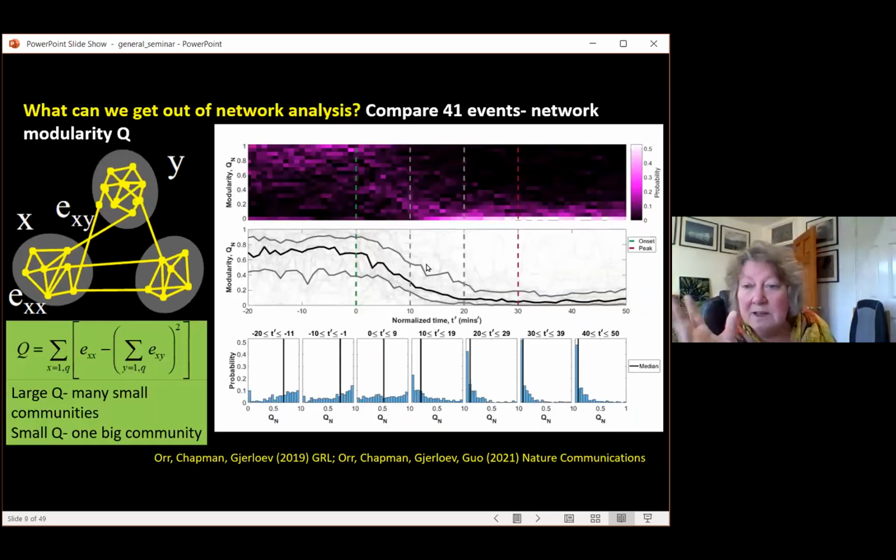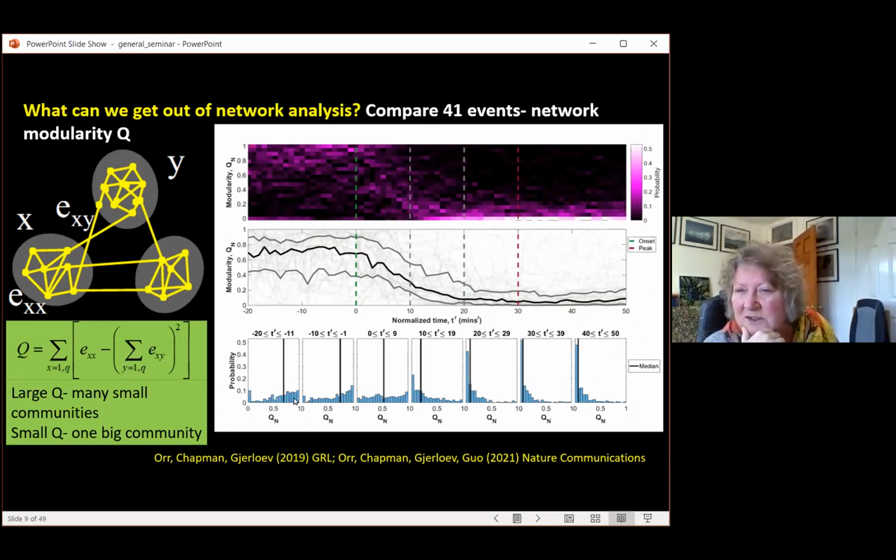Now we can look at 41 events because we've got a number, this network modularity, that tells you how clumpy it is. This is time. We've taken our 41 events and normalized the substorm length onto a uniform time base using Jesper's algorithm. You can see that the average modularity is high and then low. In other words, it starts off with lots of little things and ends up with one big current system.